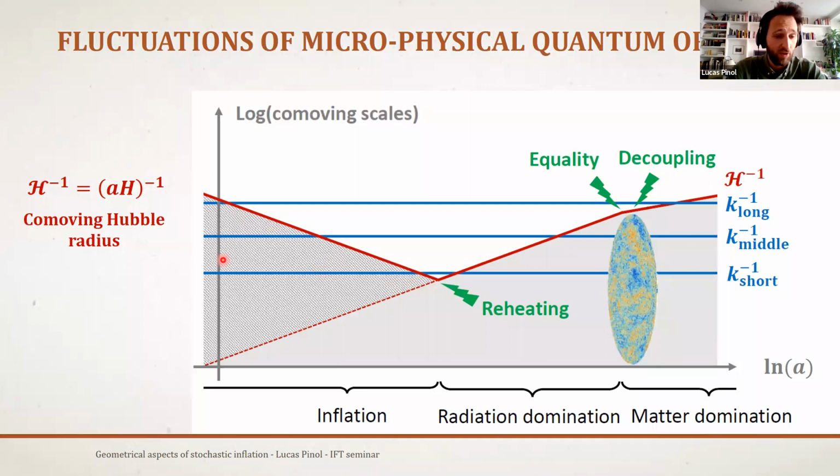Inflation is a period of decreasing co-moving Hubble radius. So what's very important, therefore, is that if you look at physical scales, such as these three long, middle, and short scales here, before being stretched on the superhorizon scales and giving the anisotropies in the CMB, for example, they were once inside the so-called instantaneous horizon here. And therefore, they emerge from small quantum fluctuations that are then stretched on the superhorizon scales. This is a sketch of what inflation does for perturbations.